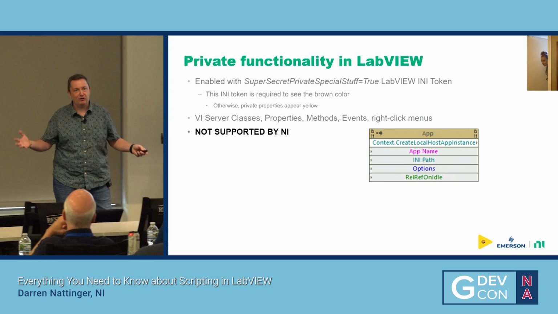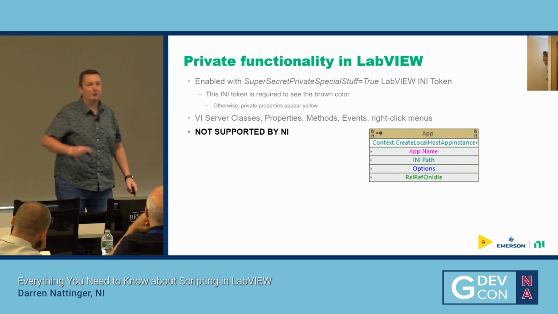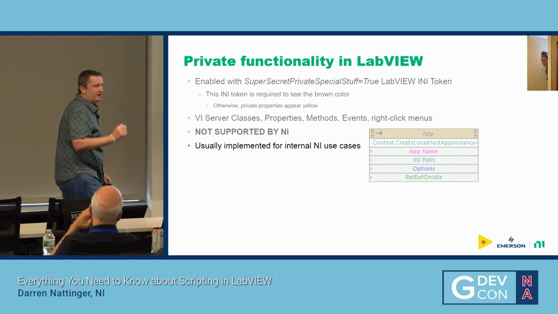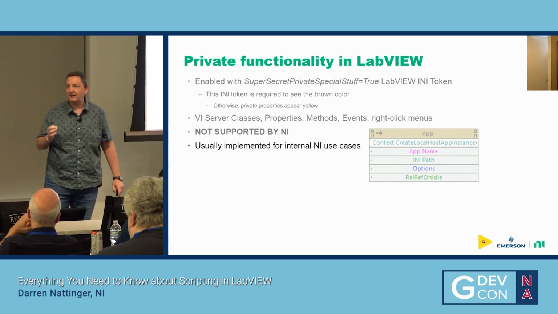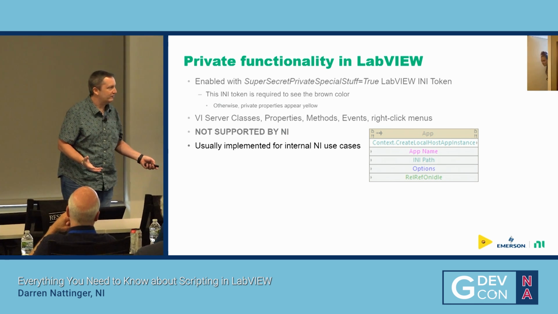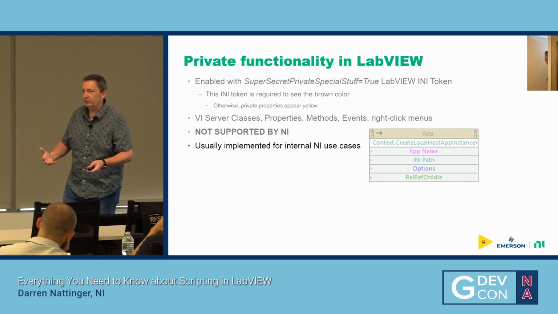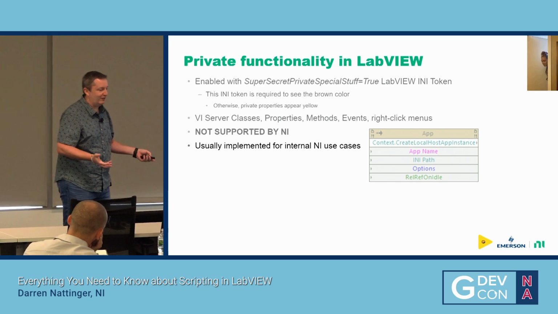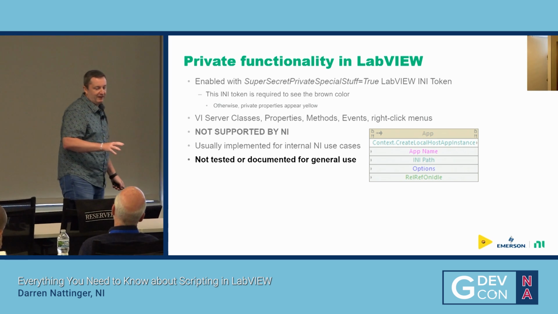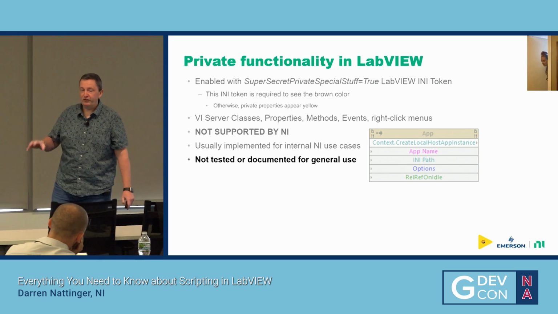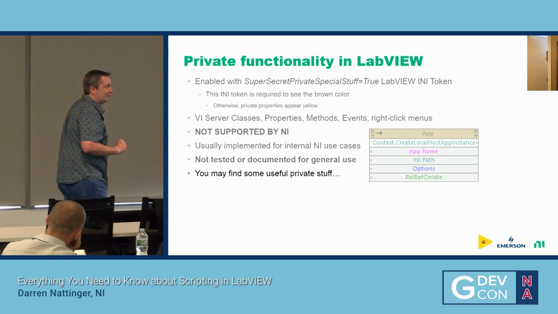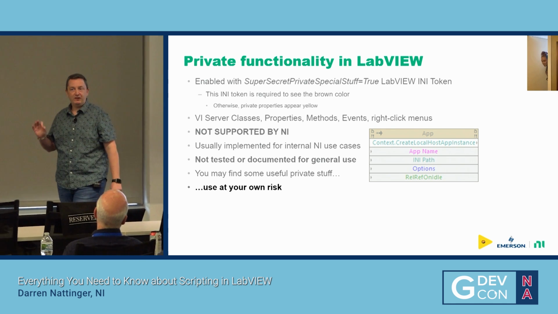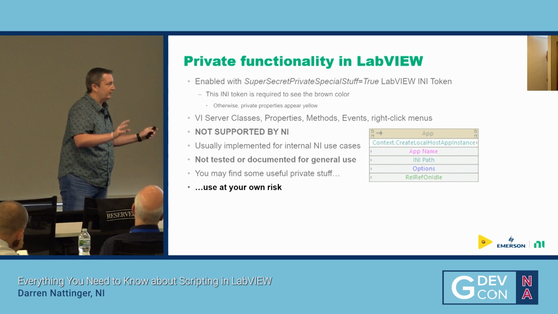You guys know me. I like to get y'all unstuck when you get stuck in LabVIEW, unless you're doing private stuff because that's not supported. Usually because these private properties and methods have been implemented for specific internal NI use cases, and they've not been tested outside of those use cases. So they're there. We need them for some internal thing. But when you start playing with it, you may not be doing things in the same way we're doing things for our internal thing, and you're going to crash LabVIEW. So not supported by NI. Not tested. Not documented for general use. However, you might find some useful private stuff in there. Clearly somebody did. Use those private properties and methods at your own risk because, again, not supported by NI.